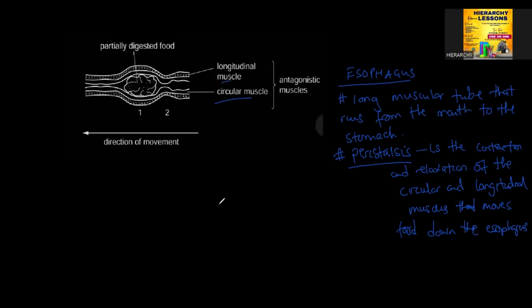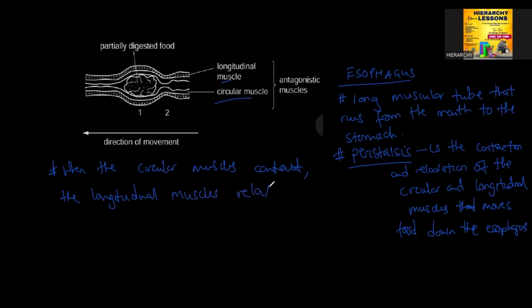The circular and longitudinal muscles take turns to contract and relax. When the circular muscles contract, the longitudinal muscles relax, and vice versa. This antagonistic action will enable food to be pushed down the esophagus.